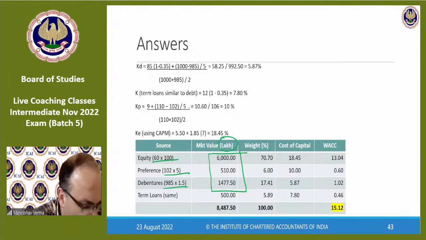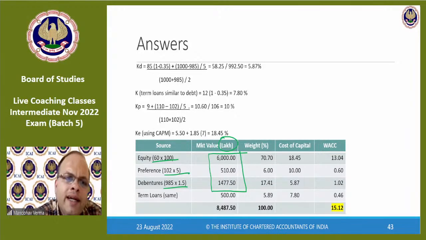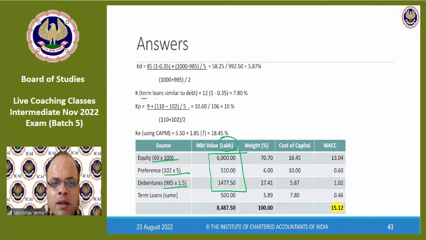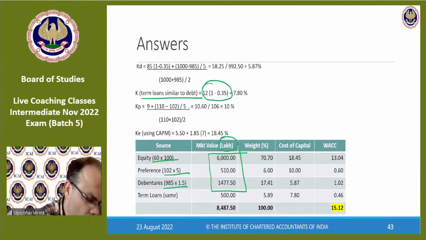Okay, Aditi had a question about the term loan. Aditi, what do you think? Is the term loan in the nature of equity or debt? The term loan also you have to repay, right? You pay interest on the term loan. There's a tax benefit. And that's what I said, the term loan we calculate just similar to debt, interest into 1 minus tax. That's it. I hope this is clear.